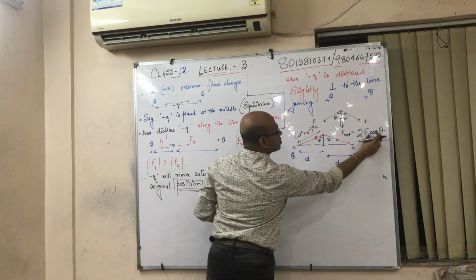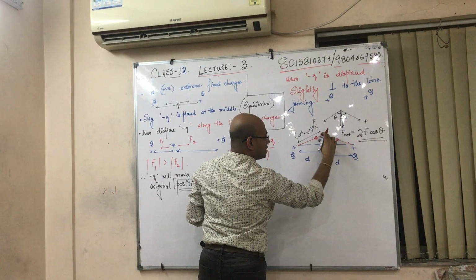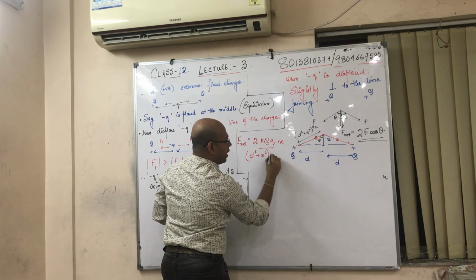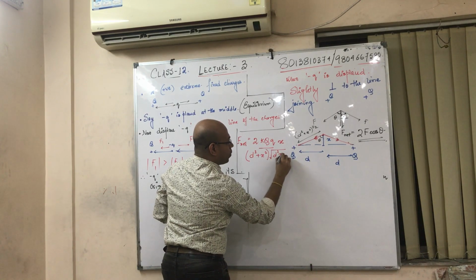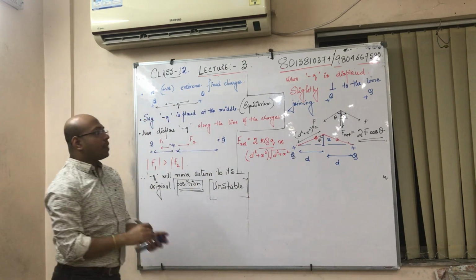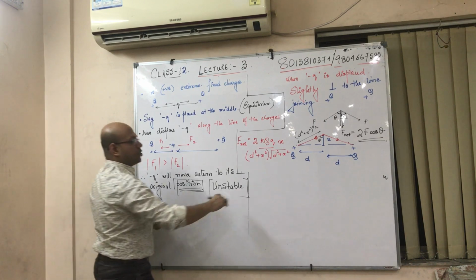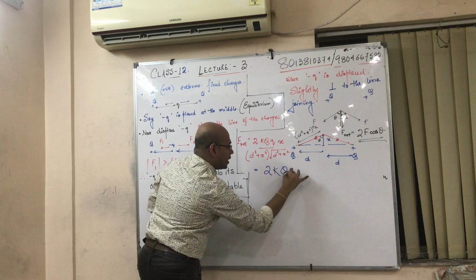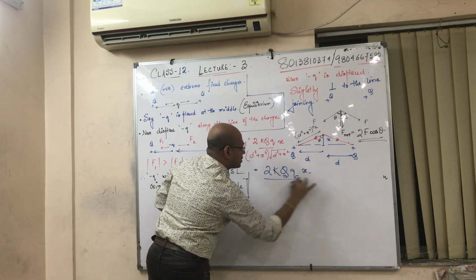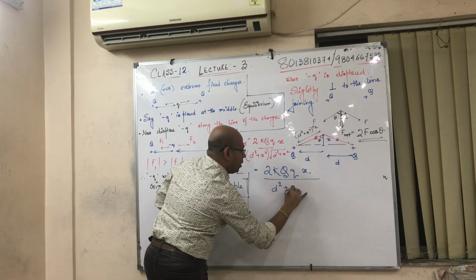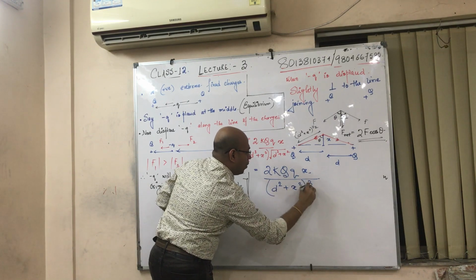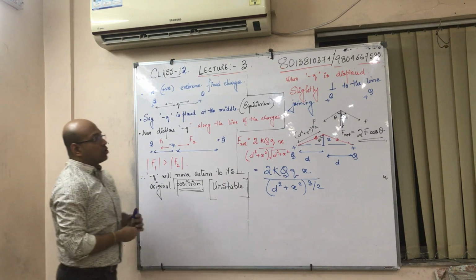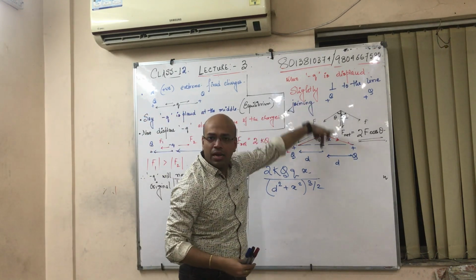Now, what is cos theta? Cos theta is this, which acts as the base, and this acts as the hypotenuse. So it is x by root over d square plus x square. So what is the expression? Twice k big Q small q x by d square plus x square to the power 3 by 2. So this is the net force in this direction.